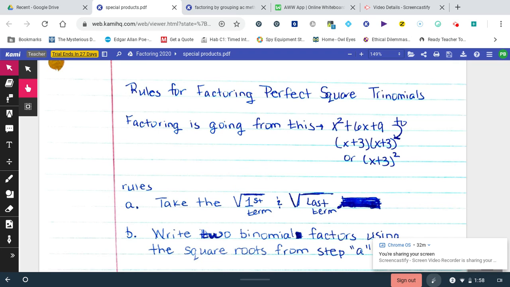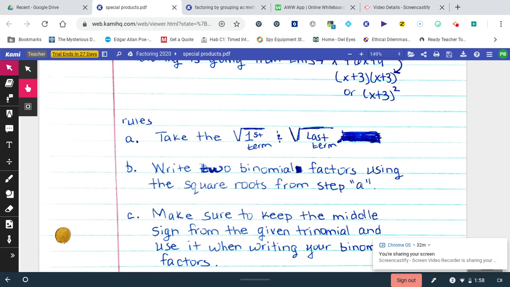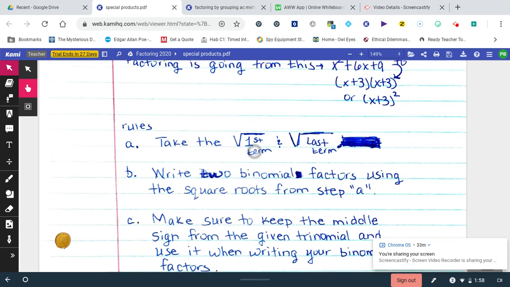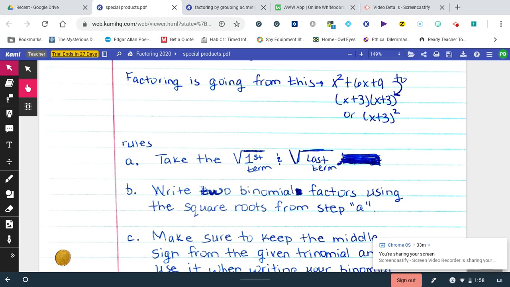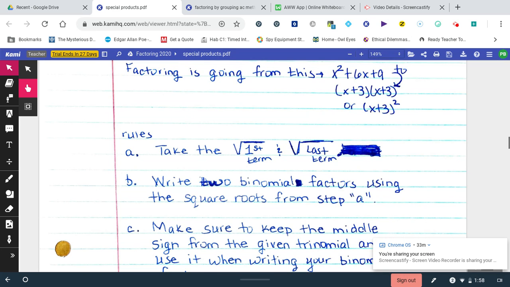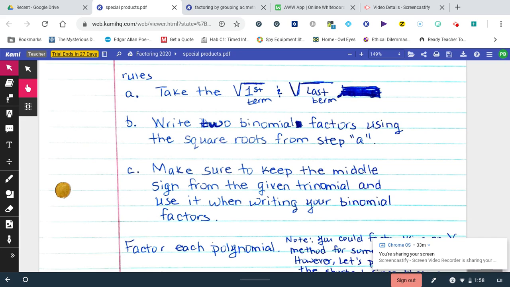All right, so here are the rules. This is what we're going to do. We're going to take the square root of the first and last term. We're used to taking the square root of the first and last term because that's what we do to check it. And then we're going to write 2 binomial factors using the square roots from step A. So whatever you get from the square root of the first term and the square root of the last term will be used in your factors. What factors? Those binomial factors. They're going to be the same, okay? It's either going to be plus or minus with these factors. So how do you know whether it's going to be plus or minus in that binomial factor?